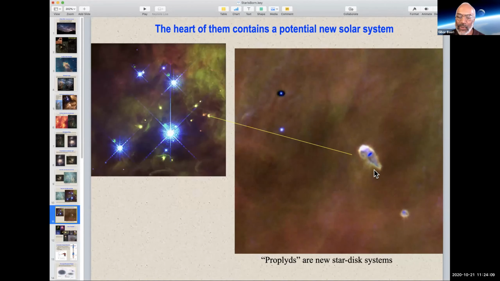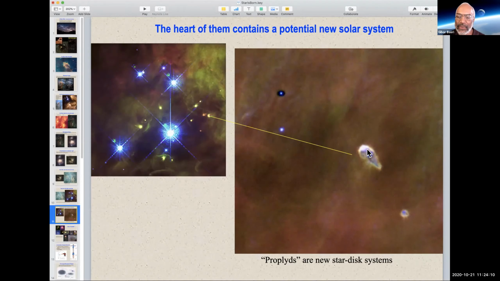And this windsock thing is actually the shock wave caused by the wind from the big star, which notices there's an obstacle here and forms a shock wave around it, and glows on the front end of it. But that's a real newly forming star with a disk of gas and dust around it.